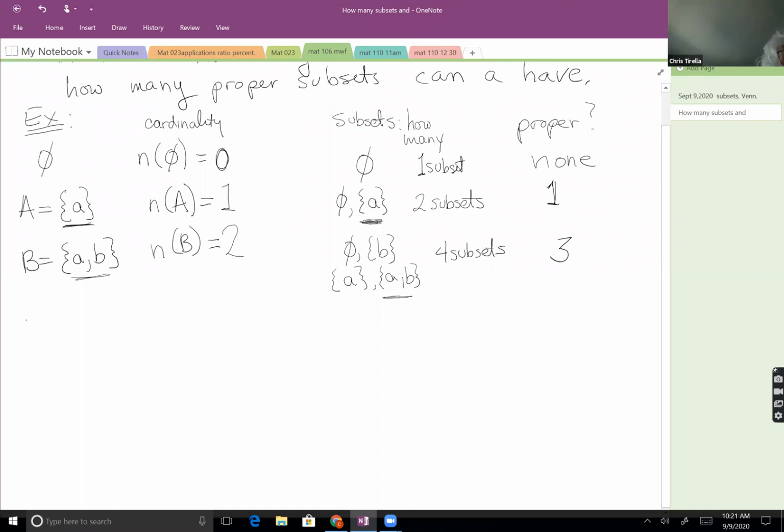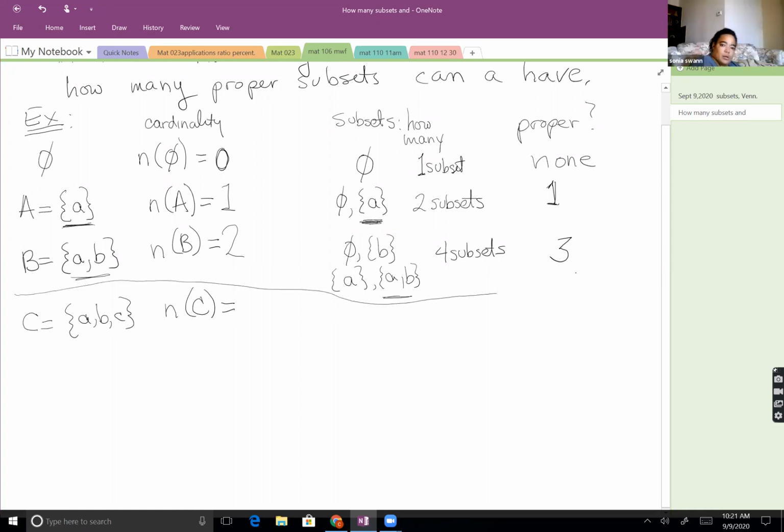And one more just to prove a point. Let's have C be the set A, B, C. What's its cardinality? How many things are in that set? 3. If I were to list its subsets, there's the empty set. What else could it have?